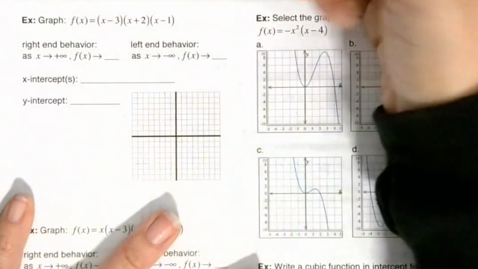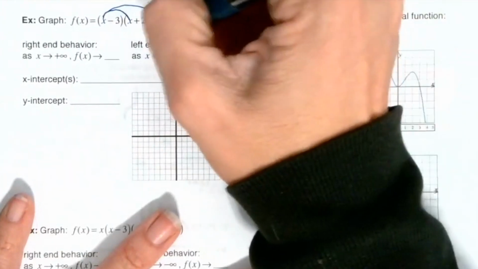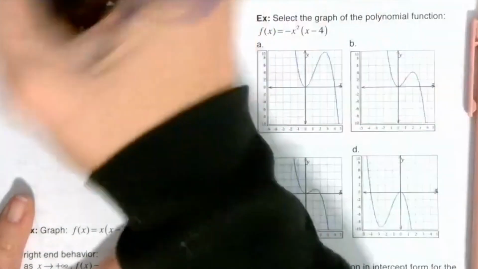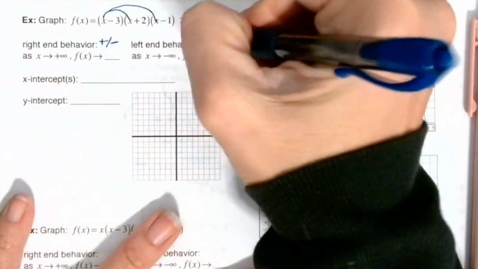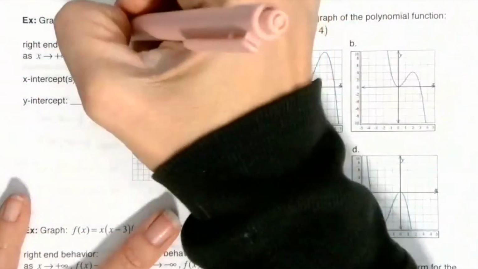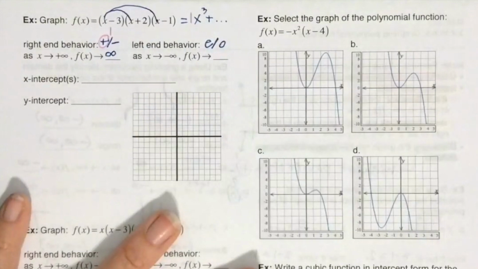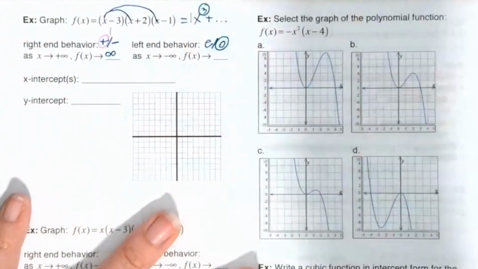First, for this one, find our first term. So x times x equals x cubed plus a bunch of other stuff. For right end behavior, that's plus minus. Left end behavior is even odd. This is a 1, so that's positive, so it's going to infinity. This is a 3, which is an odd number, and odd is opposite. So this is going to be negative infinity.